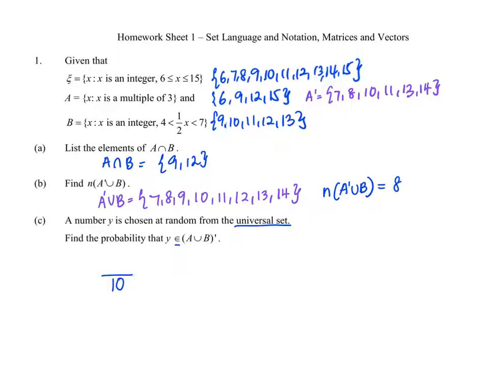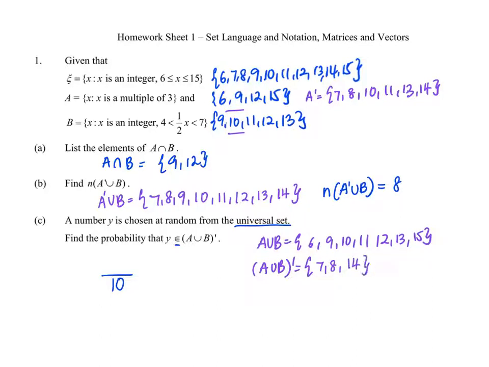So A union B gives me the set 6, 9, 10, 11, 12, 13, 15, where we merge A and B together into one set. Then A union B complement will give me the numbers that are not inside, which are 7, 8, 14. So these are the three of them. In this case, the probability of choosing such a number will be 3 out of 10. Have you gotten the answer?